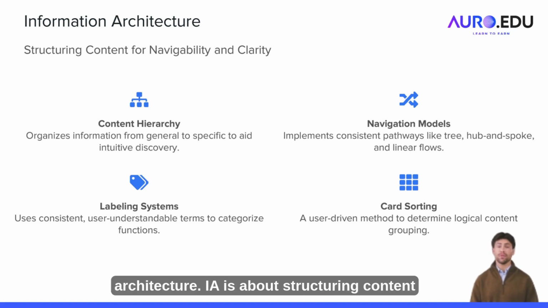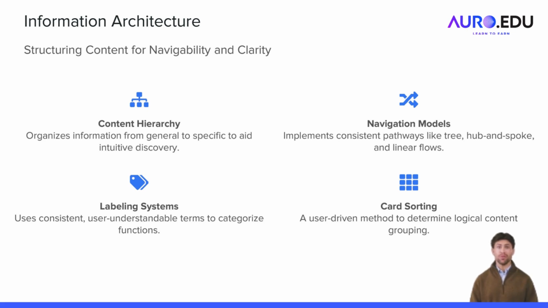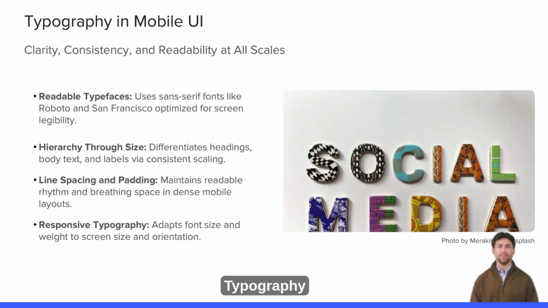Information architecture. IA is about structuring content clearly. We create hierarchies, use naming conventions, and implement navigational models like tree or hub and spoke. Tools like card sorting help validate IA with real users. Good IA minimizes confusion and maximizes discoverability.